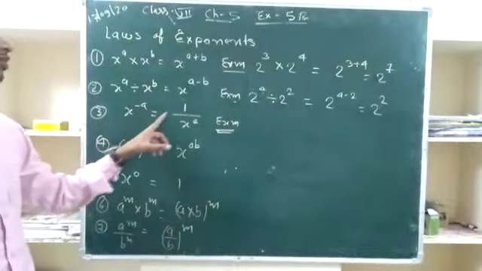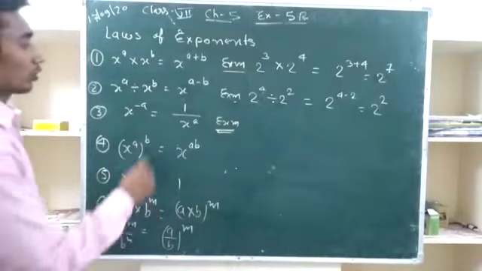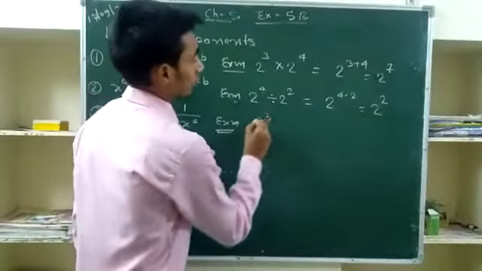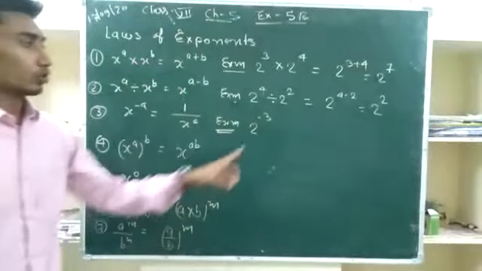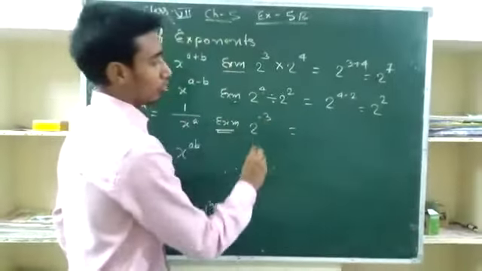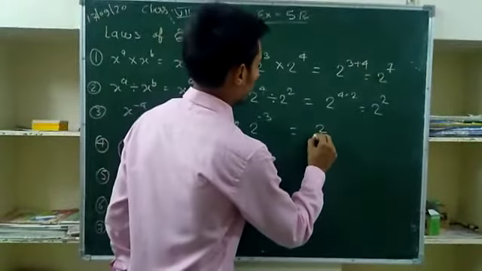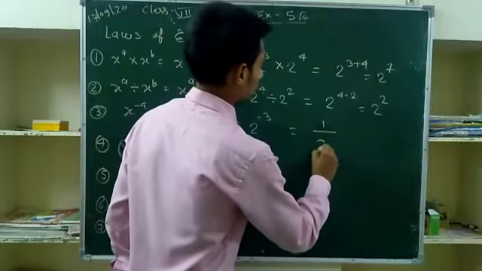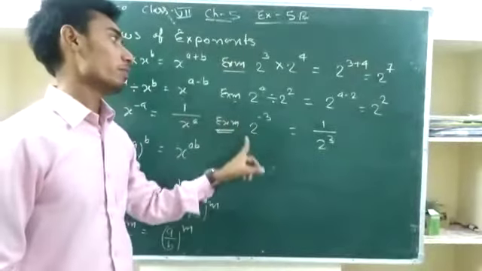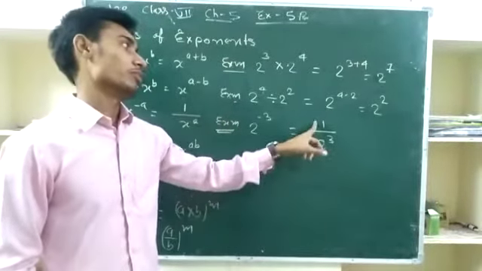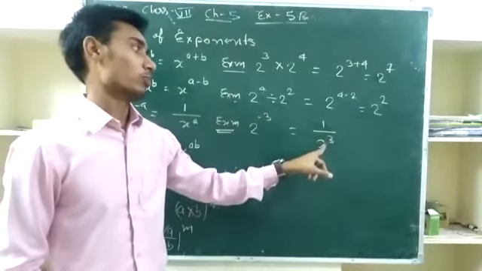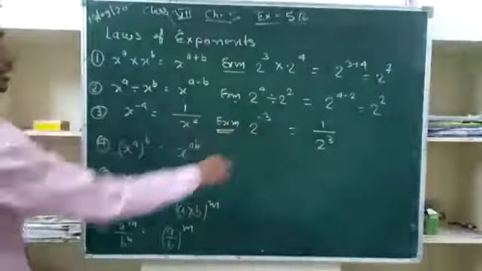Now look at this. x raised to minus a equals 1 upon x raised to a. So x to the power minus a means, if the question is given 2 to the power minus 3, what is it? 2 to the power minus 3. So we can write this in positive form, like 1 upon 2 raised to 3. The minus power goes to the denominator and it becomes positive, and there will be 1 in the numerator. So 1 upon 2 to the power 3. We can write the minus value like this.